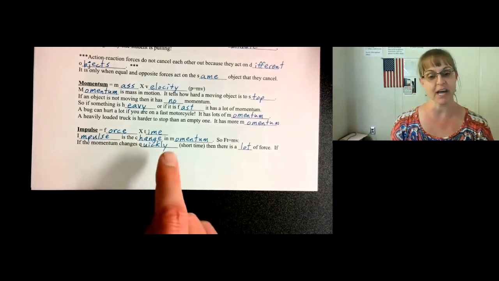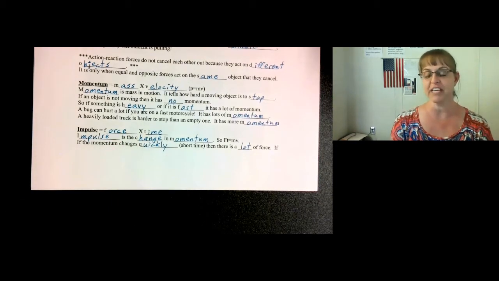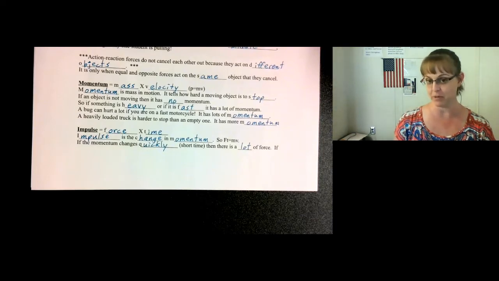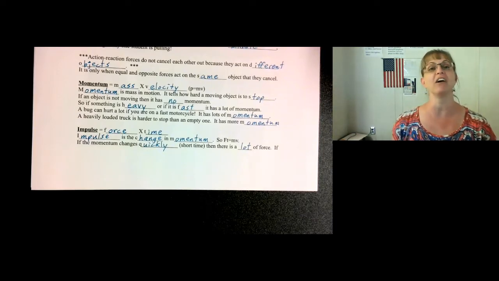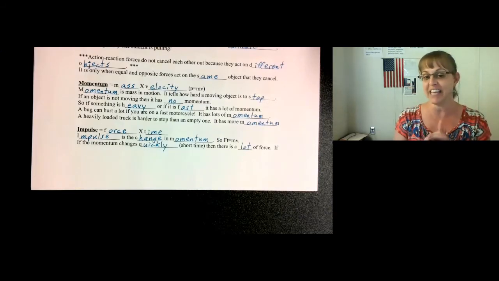Impulse is force times time. Impulse is a change in momentum. When the momentum changes very quickly, there's a lot of force. If the momentum changes slowly, there's a lot less force. So in this case, if you're trying not to break your egg, you want the egg to have the least amount of force possible, so you want it to have the longest time of impact. The longer it takes to hit, the more gentle the hit is.